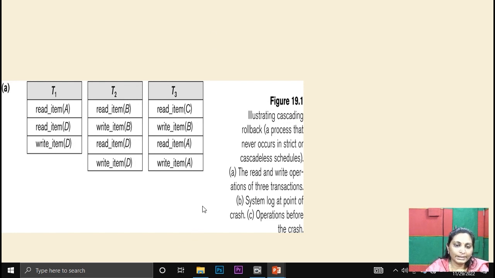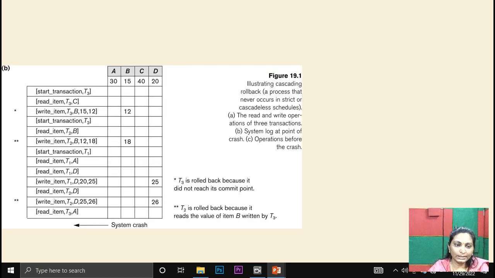This is nothing but the cascading rollback. If one transaction fails, then the transactions related to that atom also roll back. This is nothing but the cascading rollback. Here, T3 is rolled back because it did not reach its commit point. Transaction T3 rolls back because it does not reach the commit point.